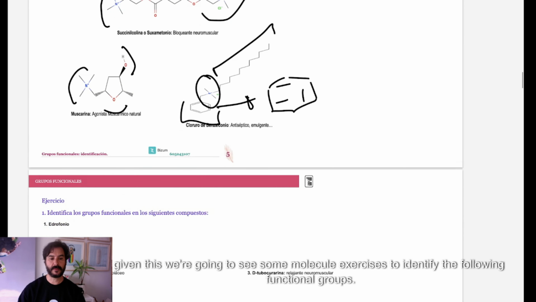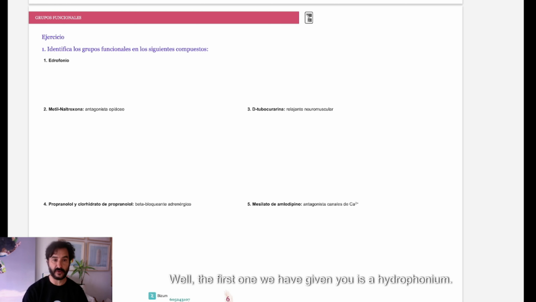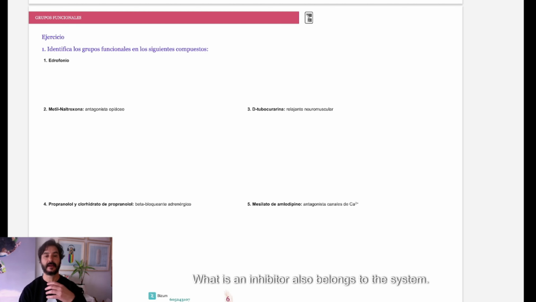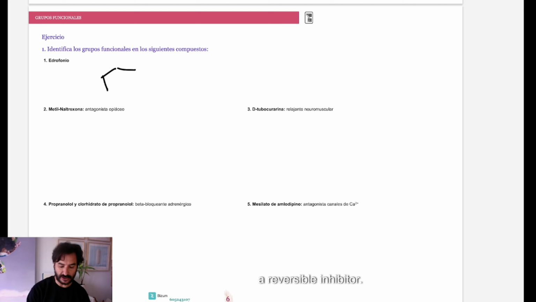Okay, well, given this, we're going to see some molecule exercises to identify the following functional groups. As I tell you in all the videos, I am going to give you examples, exercises, and so on. Well, the first one is edrophonium. It is an inhibitor that also belongs to the parasympathetic cholinergic system. It is an acetylcholinesterase inhibitor, a reversible inhibitor.